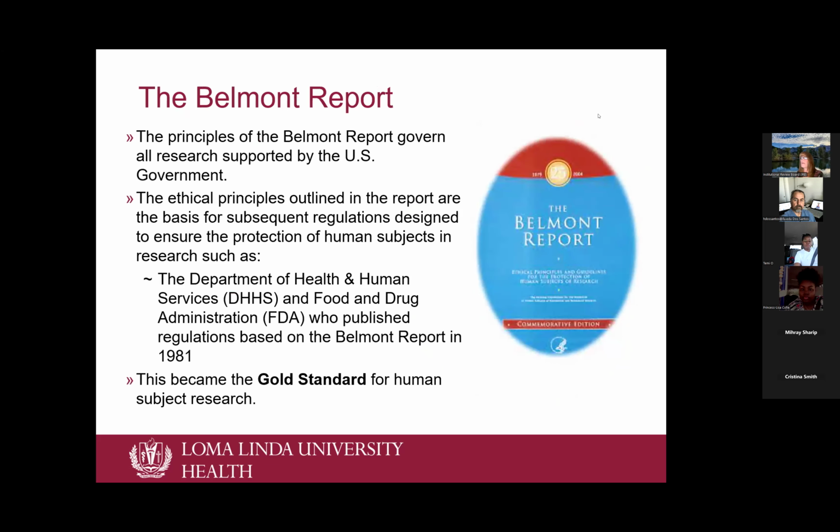And the principles of the Belmont Report govern all research that is supported by U.S. government. These ethical principles outlined in the report are the basis for subsequent regulations designed to ensure the protection of human subjects in research. That includes the DHHS and the FDA, who published their regulations based off the Belmont Report in 1981. And the Belmont Report has basically become the gold standard for human subject research here in the U.S.